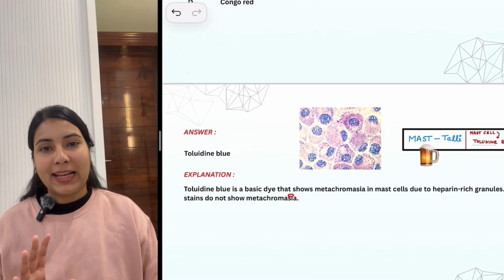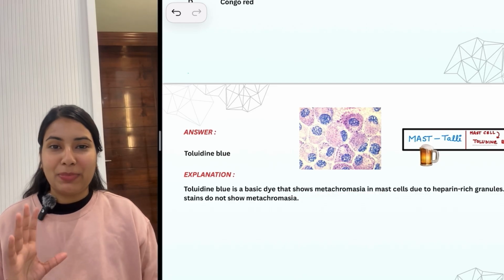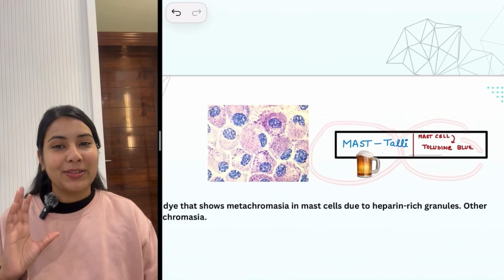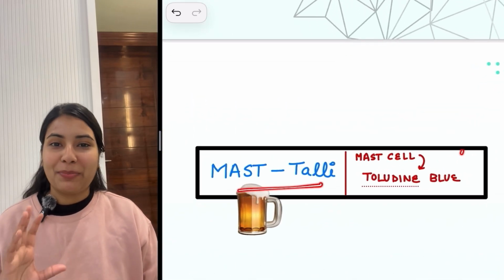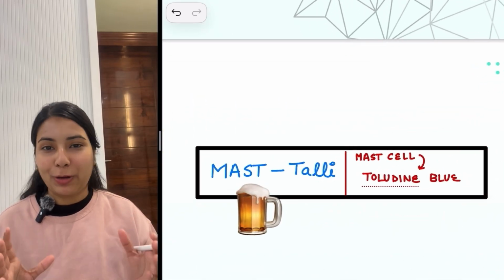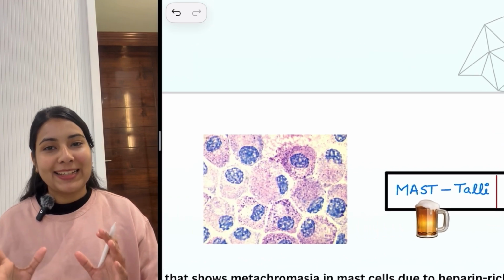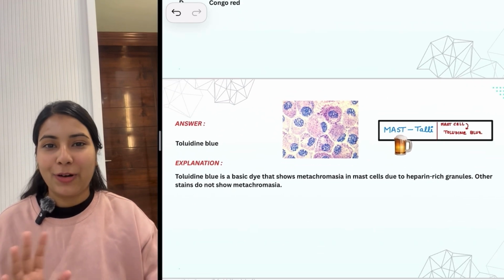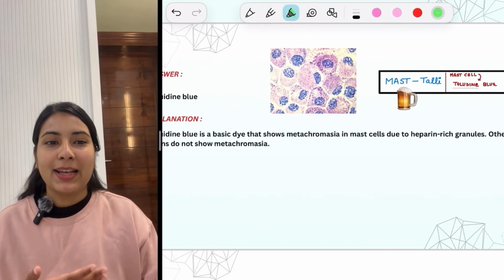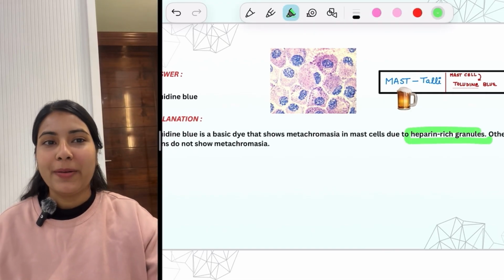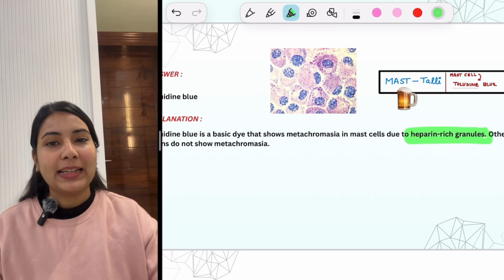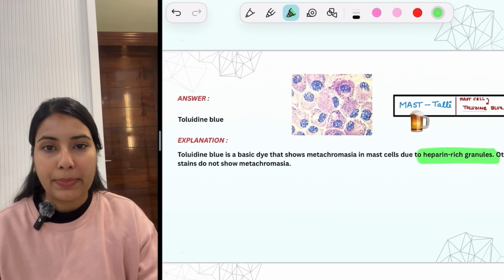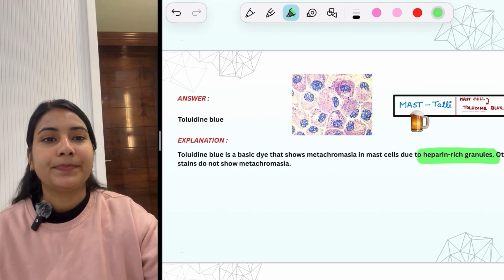So we'll remember it as the person gets must when he gets tully. So we have mast cell, which we will remember as must, and tully, which we will remember as toluidine blue. So the person gets must when he gets tully. So we have toluidine blue stain for mast cell, which is a metachromatic stain. So this is the image for your toluidine blue stain, and this metachromasia is due to the heparin granules, right?